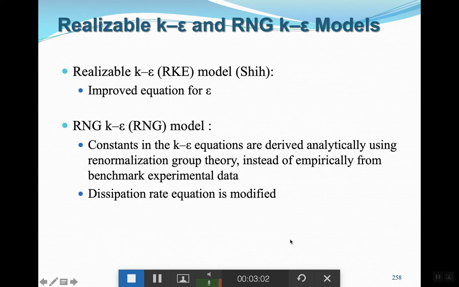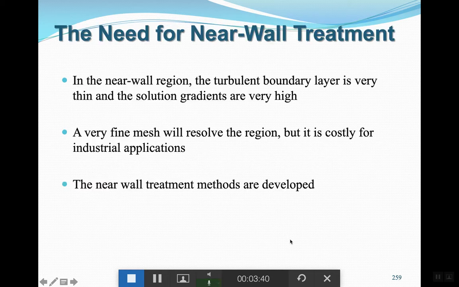Then you have two other variations of the K epsilon model, called the realizable K epsilon and the RNG K epsilon models. They are slight variations of the standard one. In realizable, the equation for epsilon is improved by better and more experimentation. And in RNG, the constants in the K epsilon equations are derived analytically. So instead of being empirical, which means using experiment, they are coming from analytical solution.